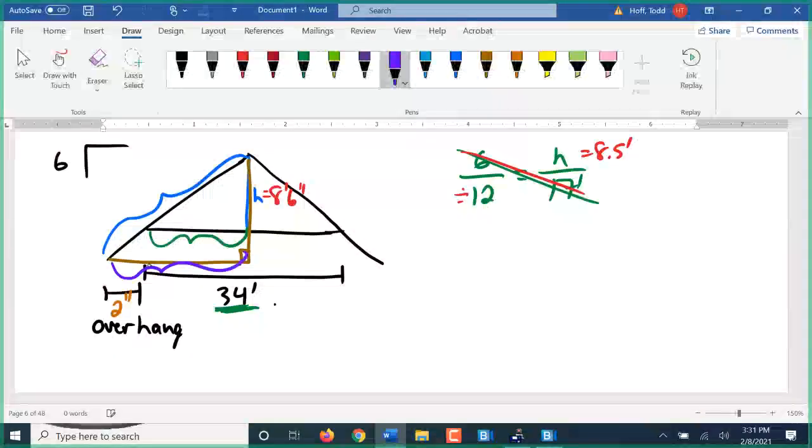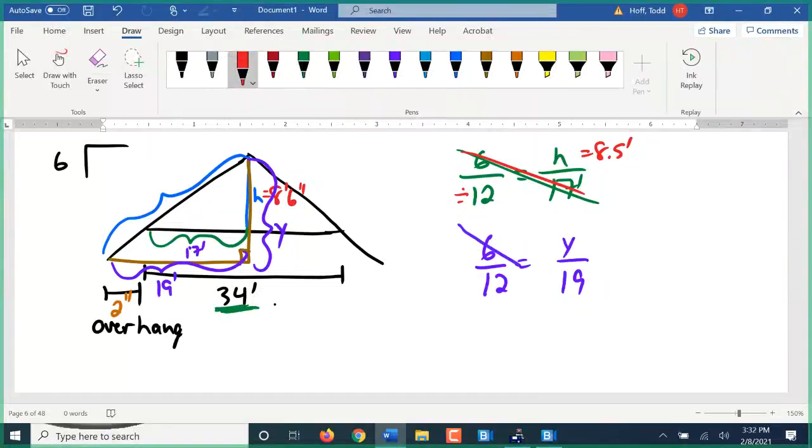19 feet. Good. It's the 17 we had here plus the 2-foot overhang. And we're going to have to find a rise from that. We can call this whatever. We'll call it y. So what's y have to be there? 9.5, there you go.